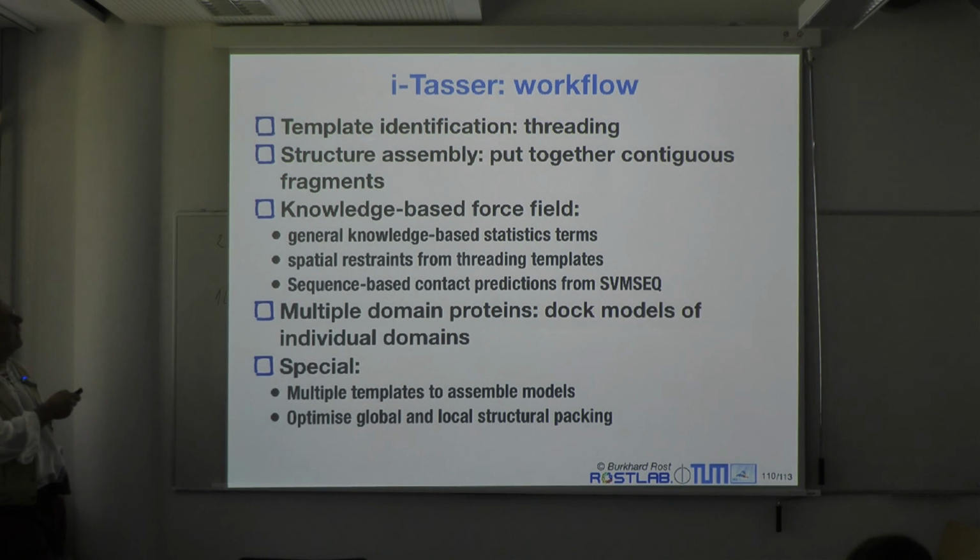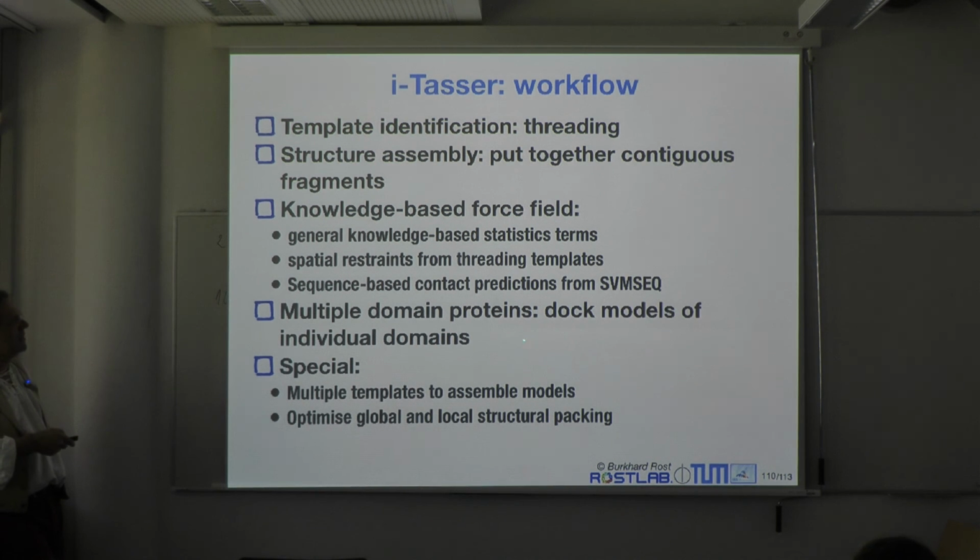The workflow, like everybody else, you do a structure assembly, put together the contiguous fragments, so you have a knowledge-based force field that simply tells you whether what you put together in those fragments is right or not. You have some spatial constraints. I showed it first today with Modeler. You have knowledge-based statistics terms, that is essentially the binding sequence contact predictions, so you predict disulfide bridges and the like from sequence. I'll get back to that in three weeks or something like that. And use these contact predictions to match it to your assembly.